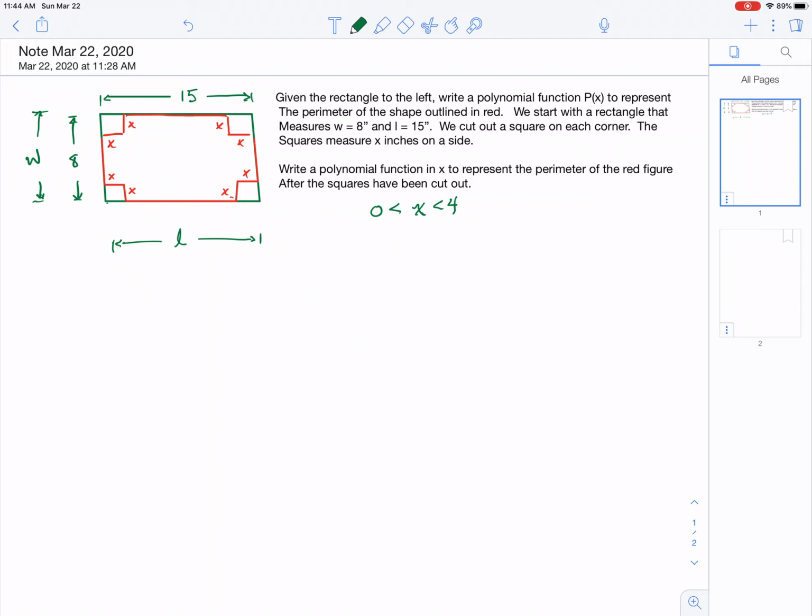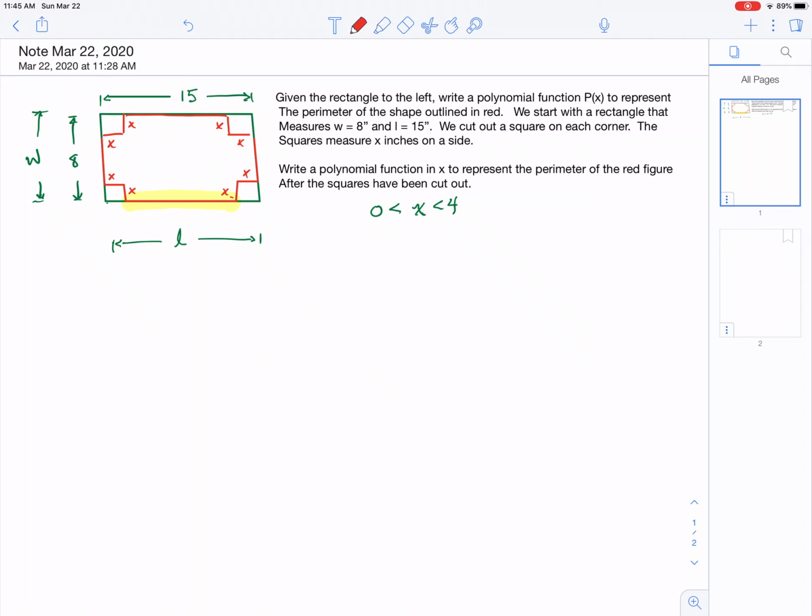All right, so how are we going to go about writing a polynomial expression to identify the perimeter of this that we see in red? Well, what I'd like to do is start with this distance here, let me see if I can highlight that for you, from here to here. There we go. So we'll be talking about that little section right there.